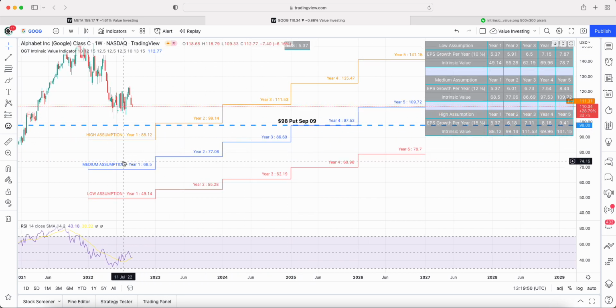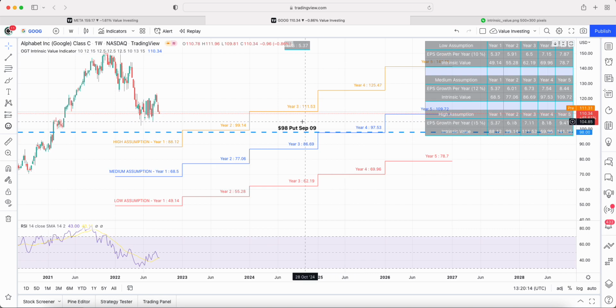What we have here is that you can see the current price of Google is nowhere near the high assumption value. Pre-market we're at 111 and we've got 88, so the share price still has a good 20-ish, or 25, 26% more to go to get to this level. Now you can see I've got the 98 put expiring end of next week, and that's because I still want to generate the premium and get the income.